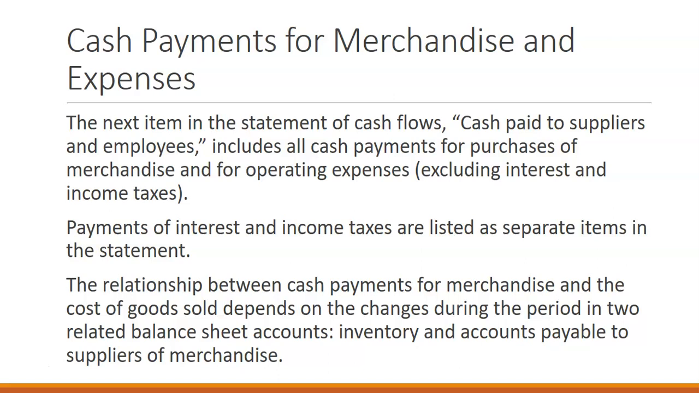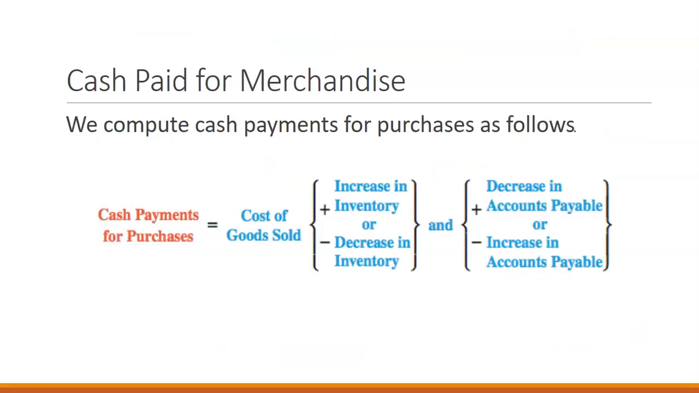We look at the cost of goods sold account, the inventory accounts, and the accounts payable accounts when we're looking at the cash payments for merchandise and expenses. So cash paid for merchandise: we start with cost of goods sold, and then we add or subtract the change in inventory and add or subtract the change in accounts payable.